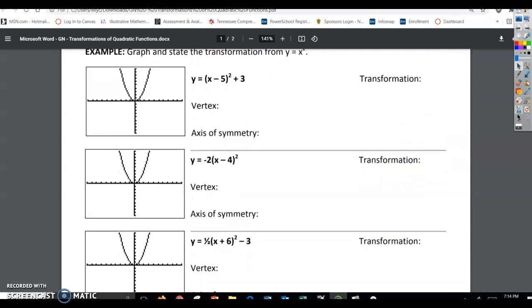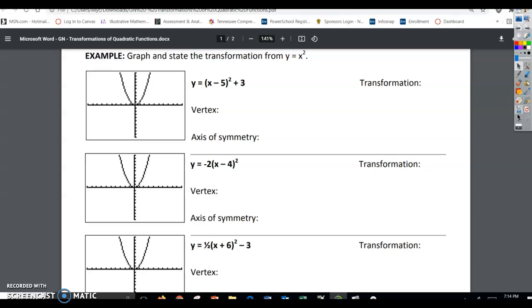Alright, so let's look at some examples here. It says graph and state the transformation of y equals x squared. So y equals x squared is your parent function. You can see that is graphed here, and this is the transformation of that function. Alright, so if you look at this function, the vertex, we just looked at vertex. The vertex comes from h and k. So your vertex is 5, 3. And the axis of symmetry is whatever your x is, so x equals 5.